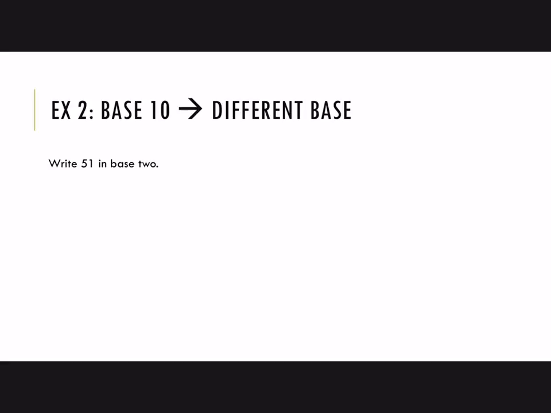Okay, let's try a second example. Write 51 in base 2. So using the first method, I would write out the powers of 2 and think about the largest power of 2 that is smaller than 51. So I have 1's, 2's, the 4's place, 2 cubed is 8, 2 to the 4th is 16, 2 to the 5th is 32, and 2 to the 6th is 64. That's larger than 51, so we stop there, and this is going to be a 6-digit number.